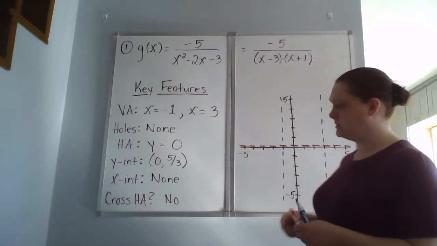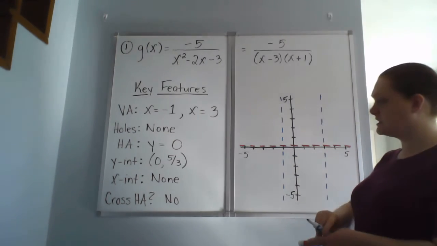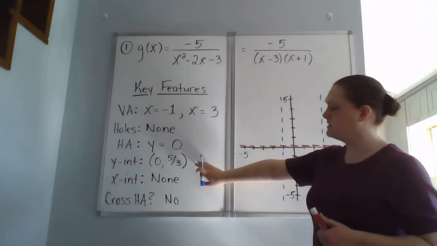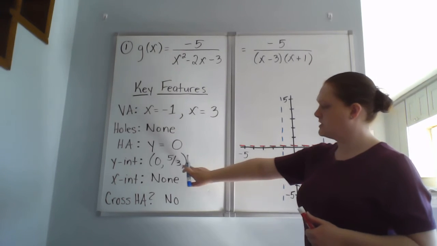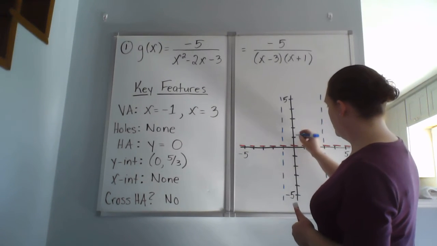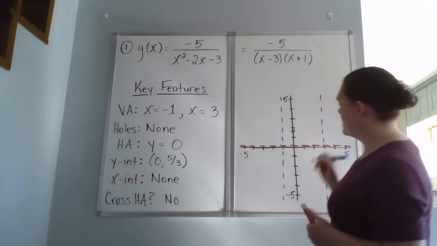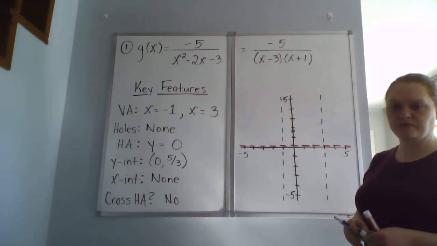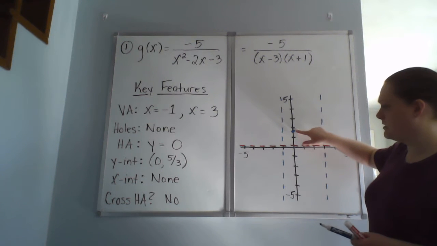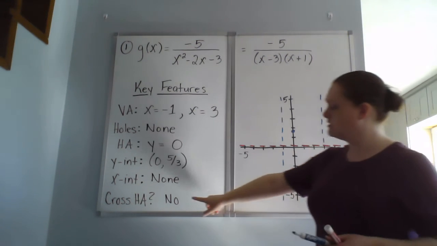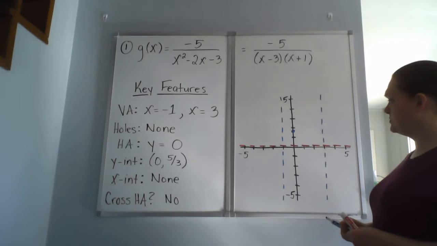Next up will be the x and y intercepts. We don't have an x-intercept here, but we do have a y-intercept at 0, 5/3. So that's 1 2/3. So 0, 1 2/3 will be right about here. So I have a coordinate point right there that I want to draw, okay? So there's my y-intercept. And the only other piece of information that we have is that we are not allowed to cross the horizontal asymptote here.